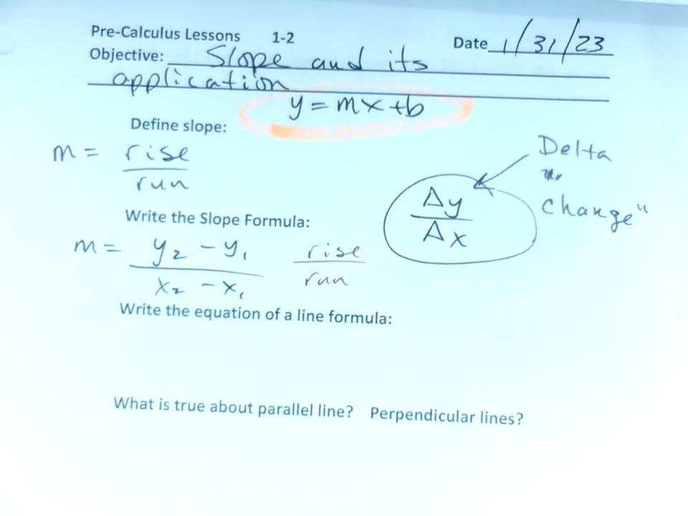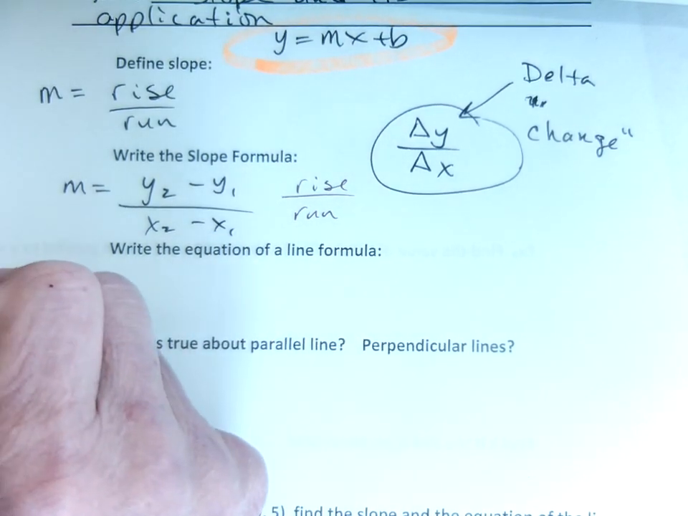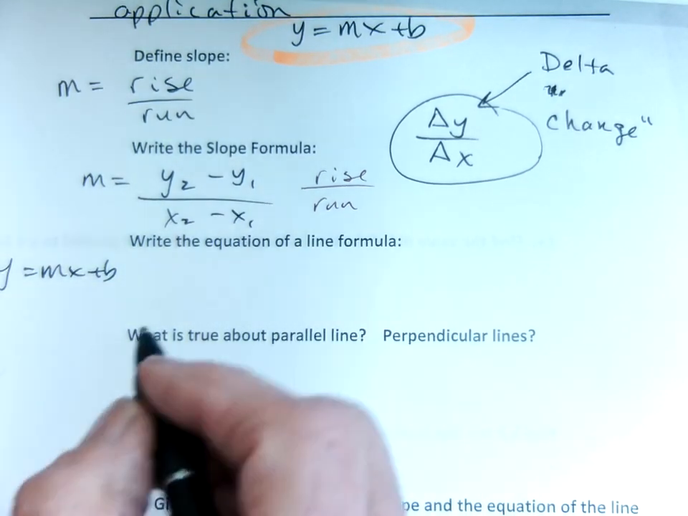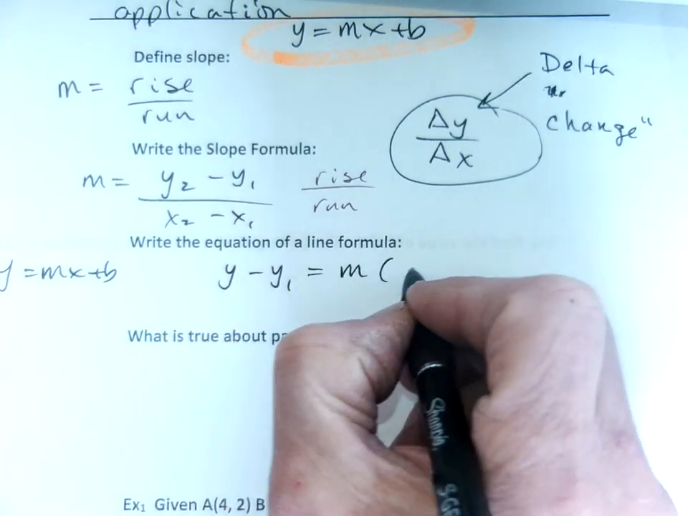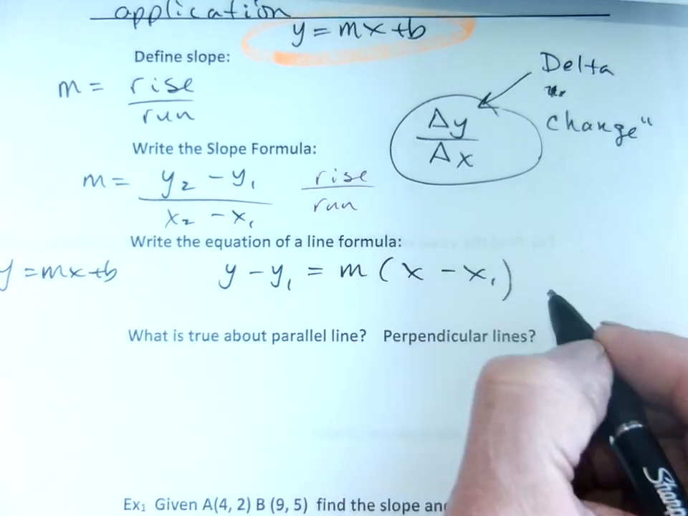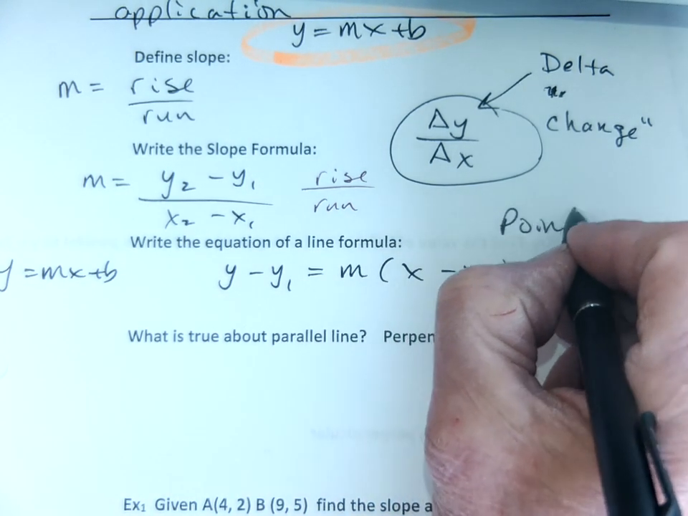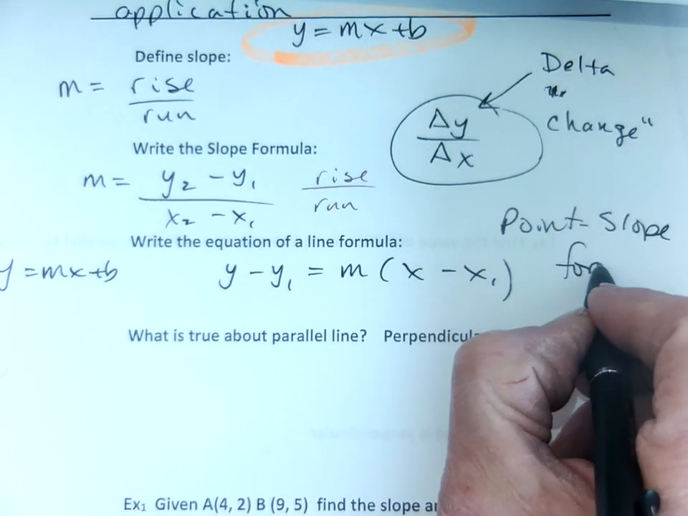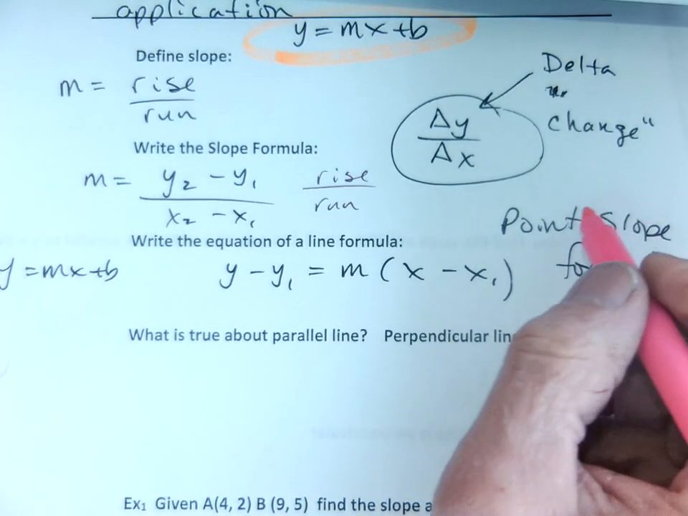Okay. Now, write the equation of a line formula. Okay, so we know that we have this. We've got y equals mx plus b, right? Slope formula. Okay. But we also have this. y minus y1 equals m times x minus x1. I like this formula a lot. That's really called the point slope formula. Okay, that's called the point slope formula. And I'll show you later where we use the point slope formula. We'll see this.